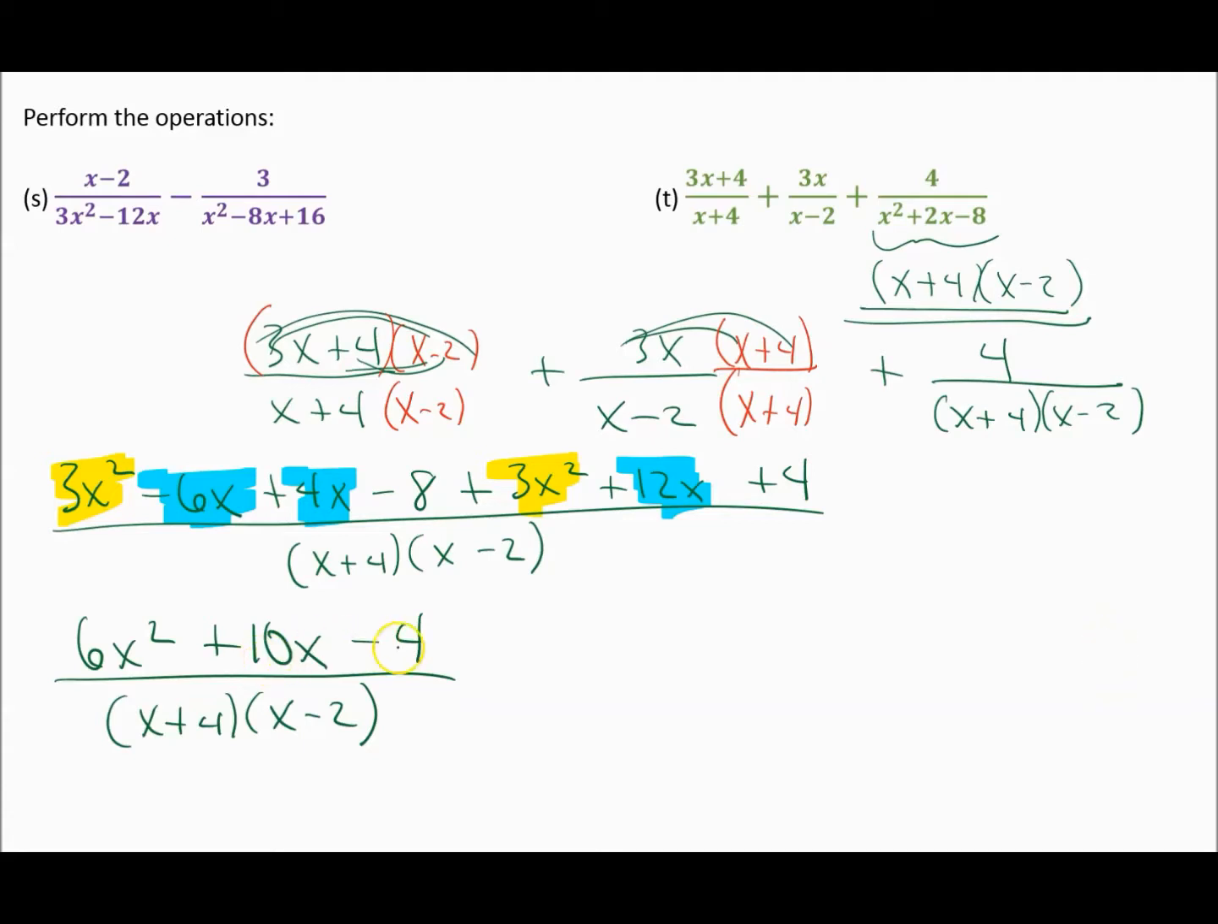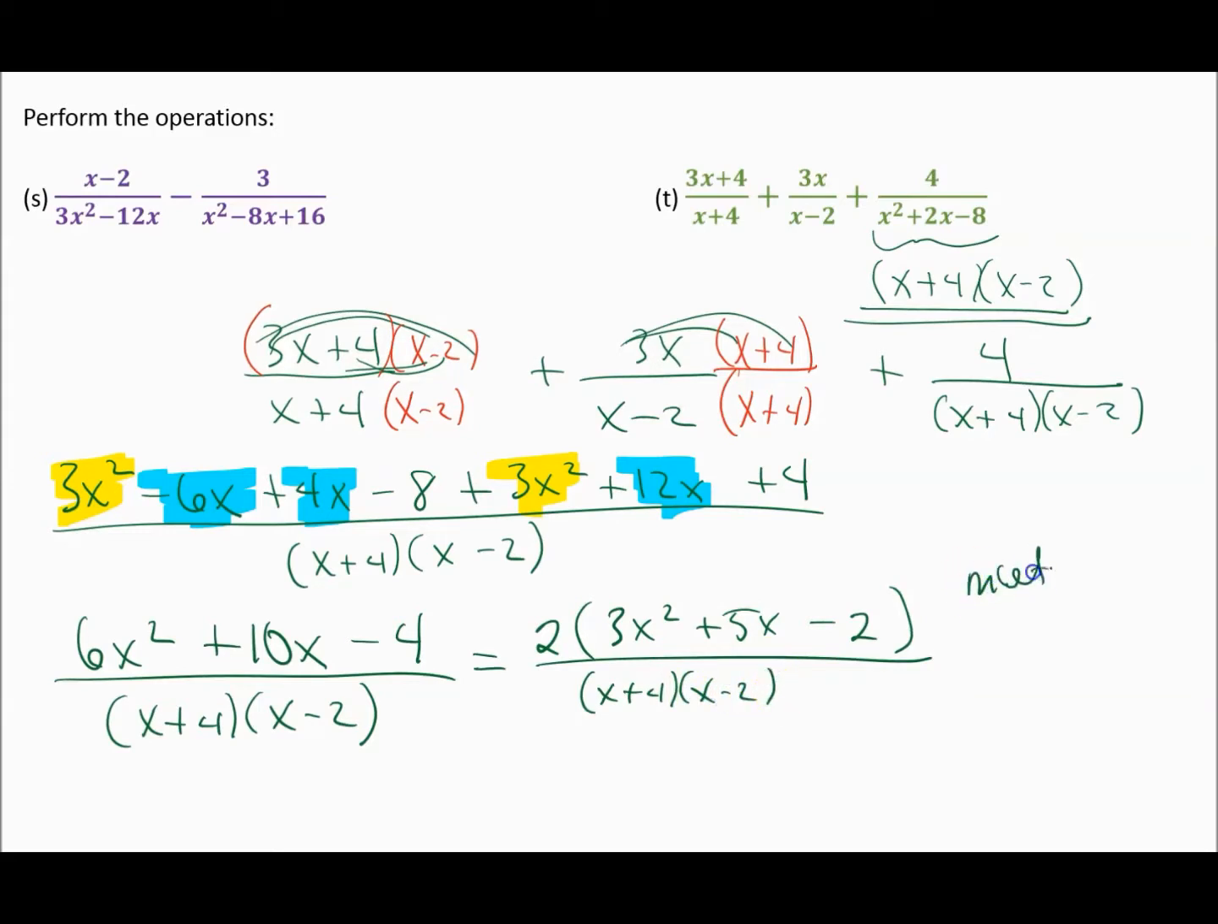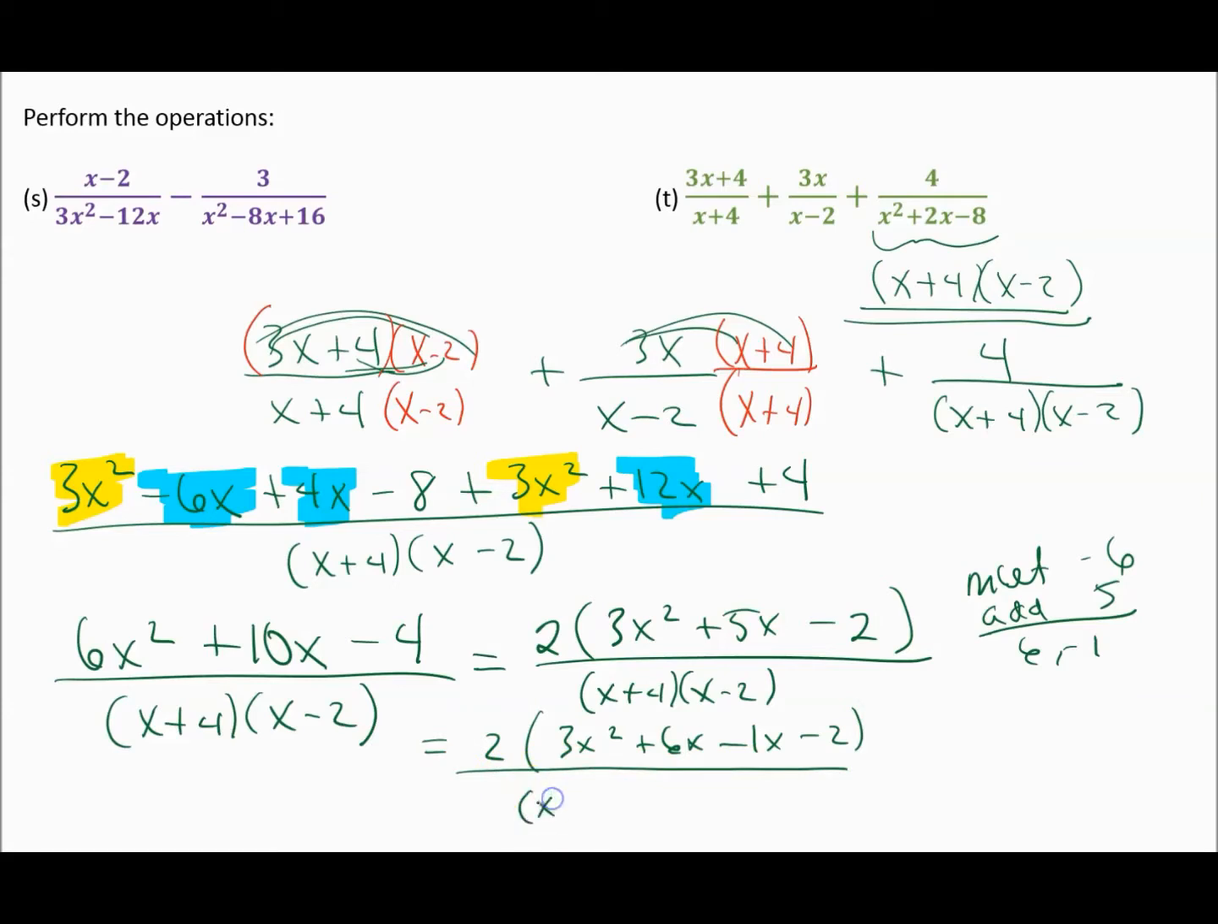But I see there's a greatest common factor there, so I need to pull that out. That'd be 2, and it will leave 3x squared plus 5x minus 2 over x plus 4 times x minus 2. Now I'm trying to figure out if there's numbers that multiply to be 3 times negative 2, negative 6, and add to be 5, and yeah, there is. So that would be a positive 6 and a negative 1, which means I need to rewrite my expression up here as 2 times 3x squared plus 6x minus 1x minus 2 over, I'm just recopying the denominator.